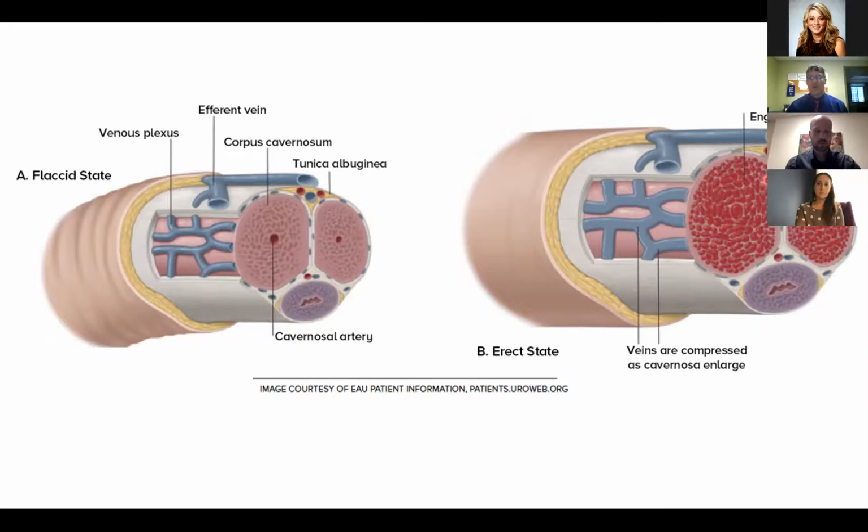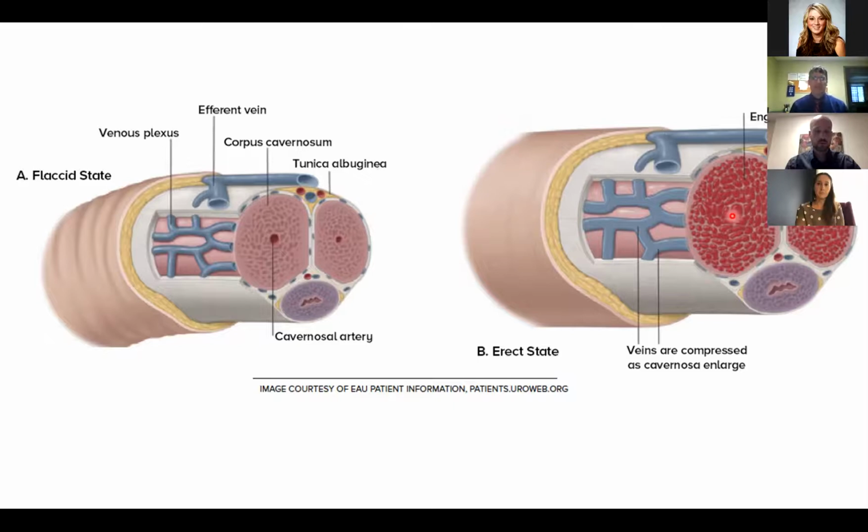Now, this only occurs within the corpora cavernosa in acute ischemic priapism. The corpus spongiosum is a separate compartment. So that's one way you can differentiate between a penis that's erect through sexual stimulation versus an ischemic priapism: in a priapism, the corpus spongiosum and the glans penis are not engorged. So those remain flaccid while the 2 corpora cavernosa remain engorged.